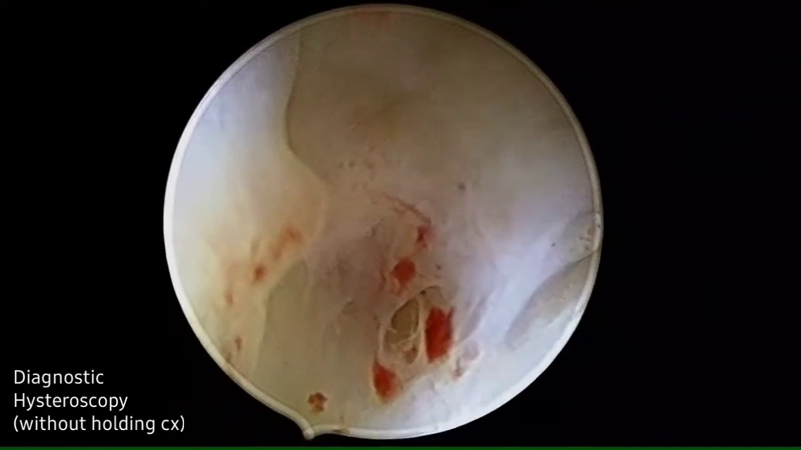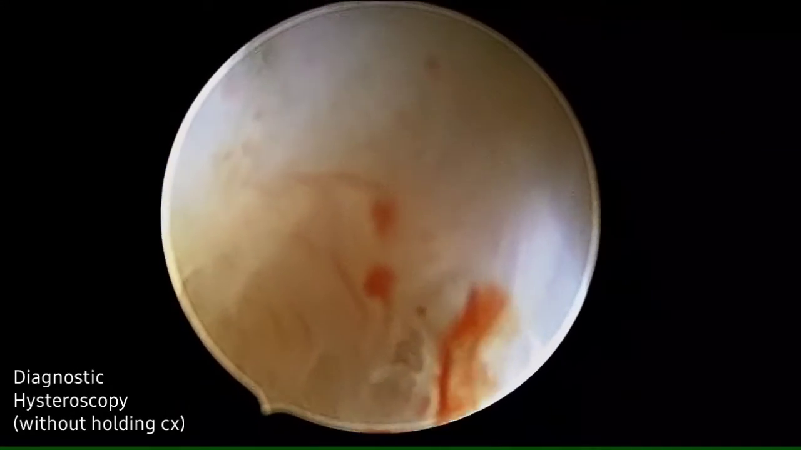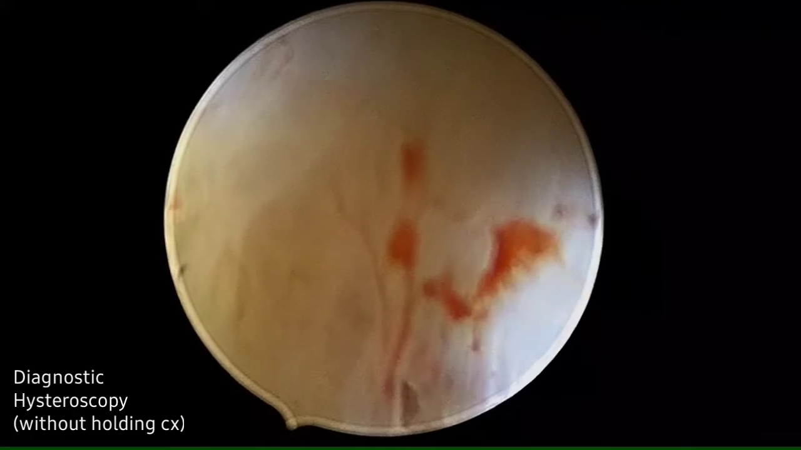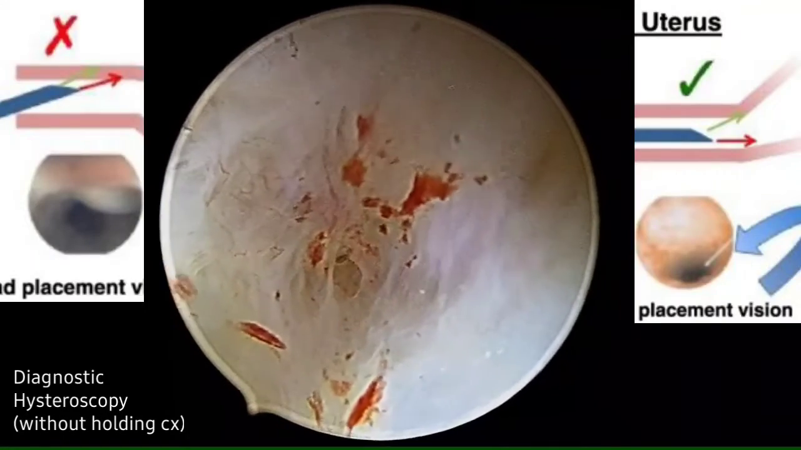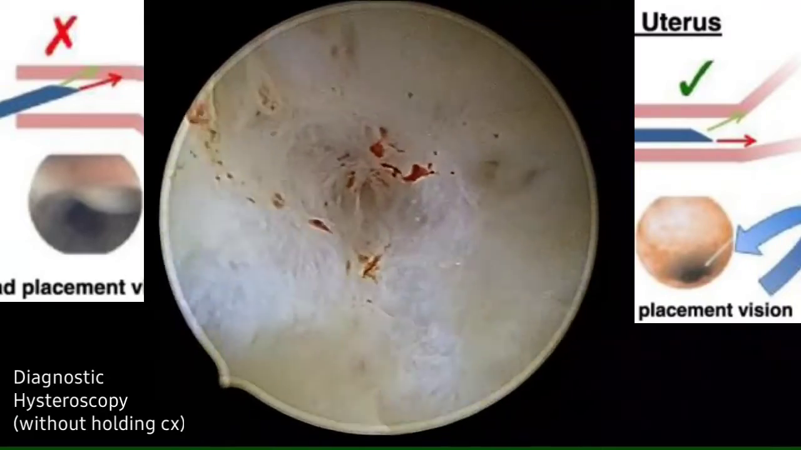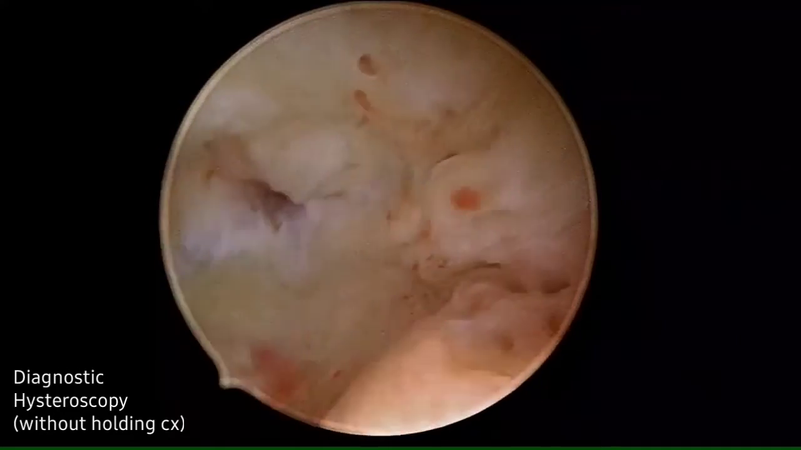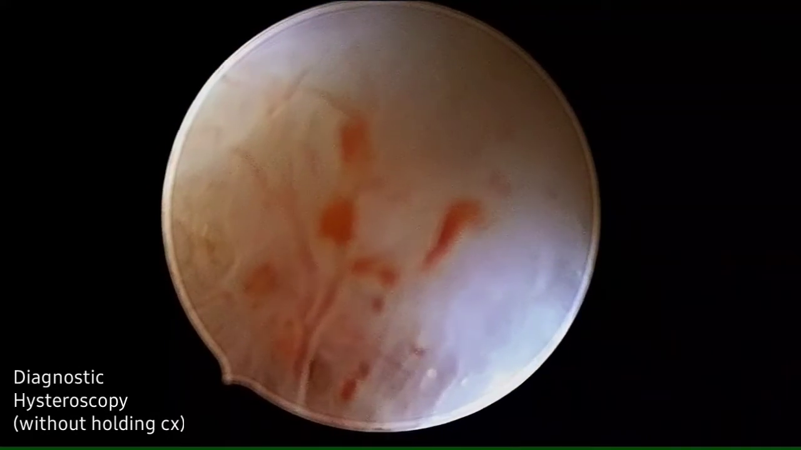Flimsy adhesion is seen in the center, and that may be the area of the internal os, and that may give way with some gentle pressure of the scope. But we have to be careful not to create a false passage. For that we have to just withdraw the scope and then reintroduce it, confirming the location of the internal os.